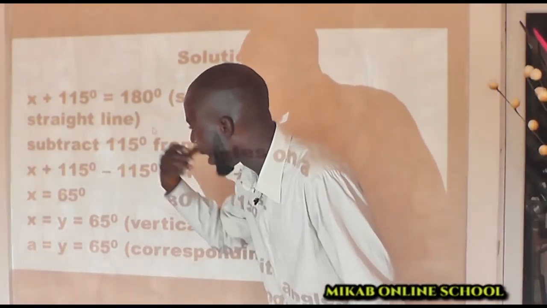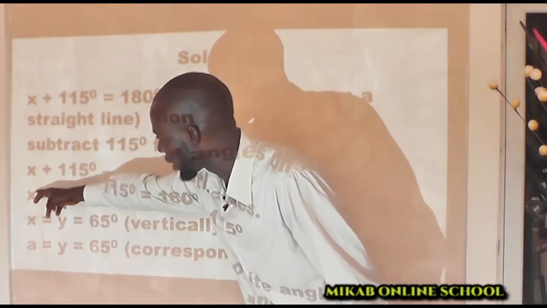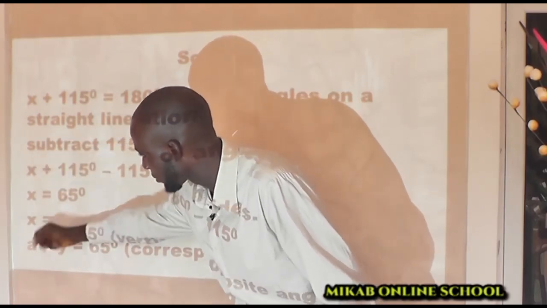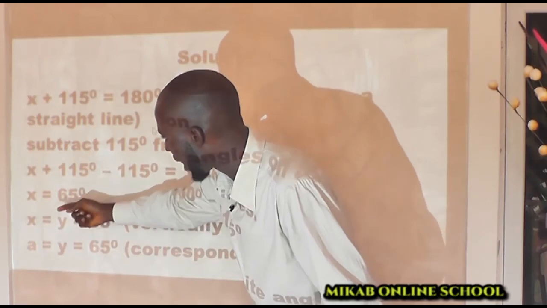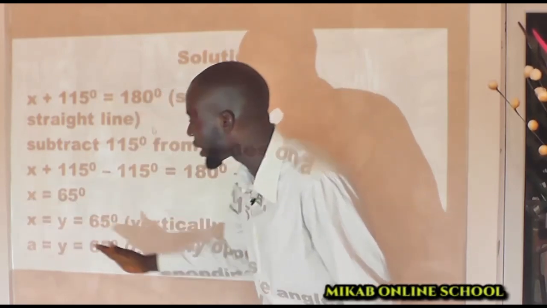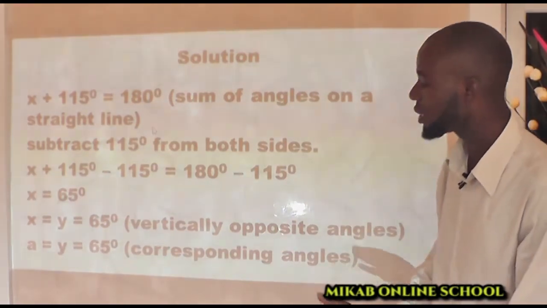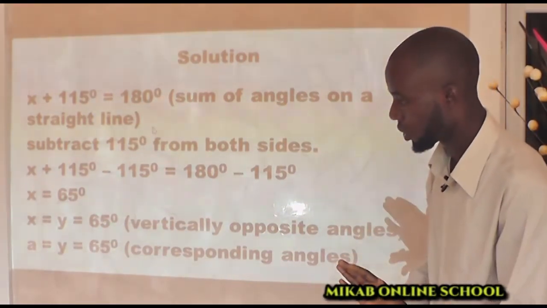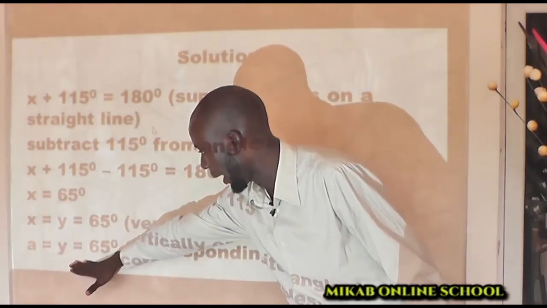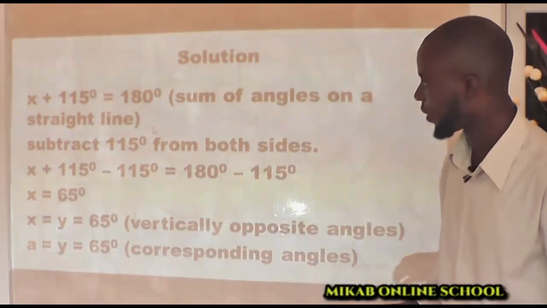You might decide to use x to find a. If you want to use x to find a, you are going to say that x equals a because the two angles are alternate angles, and alternate angles are equal. We have 65 degrees equals a. That is the solution of the question.